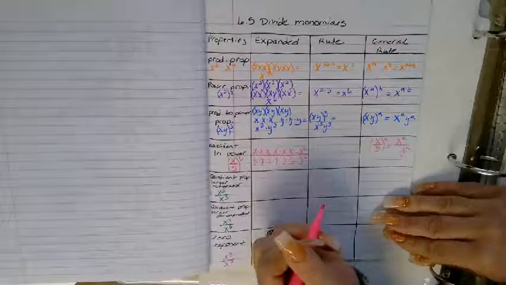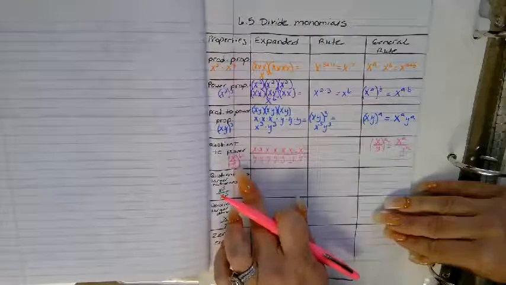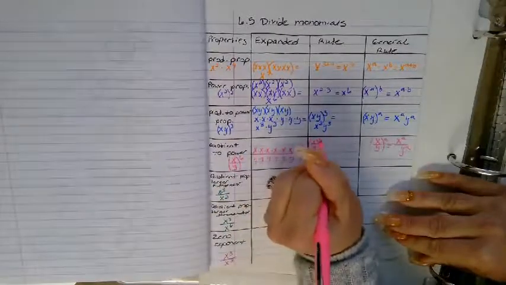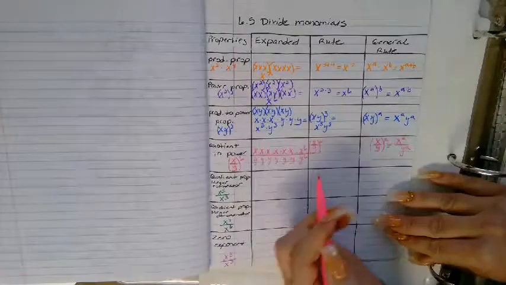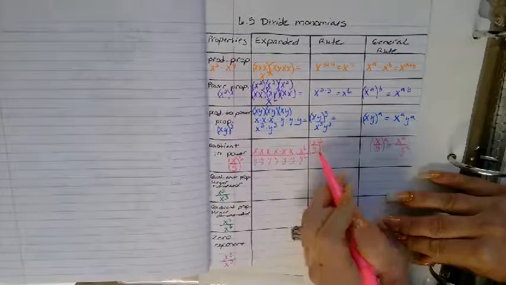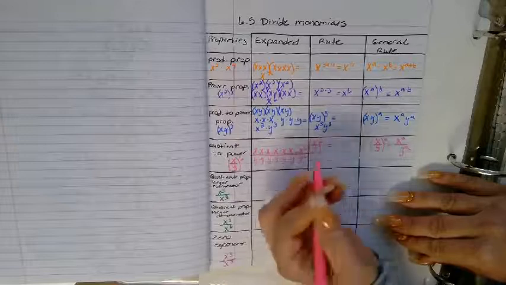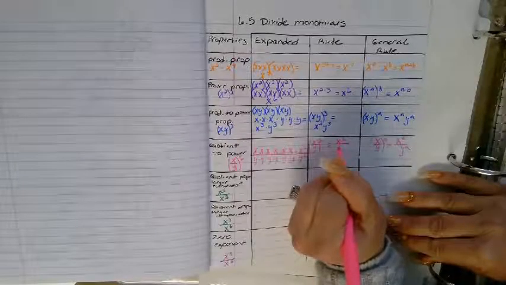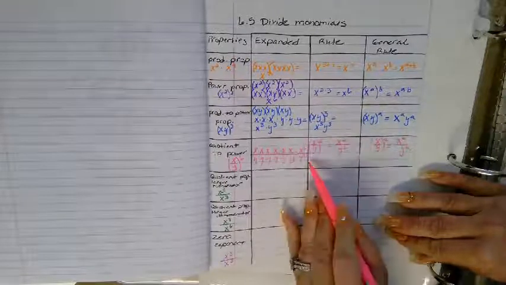Okay, now using this example over here, we have x over y raised to the 6th power. We are just, like I said, distributing that 6 to each different term there. So it would be x to the 6th over y to the 6th, just like we got here, just a little quicker, right?